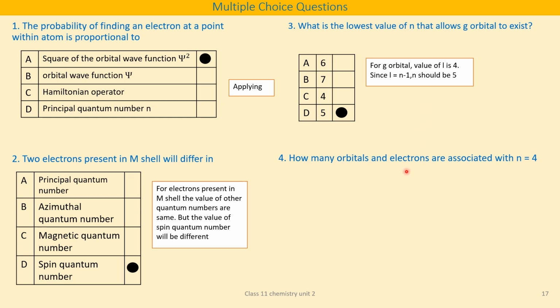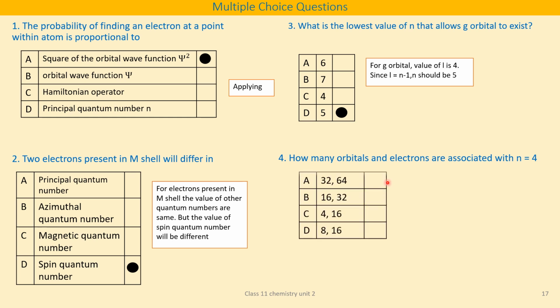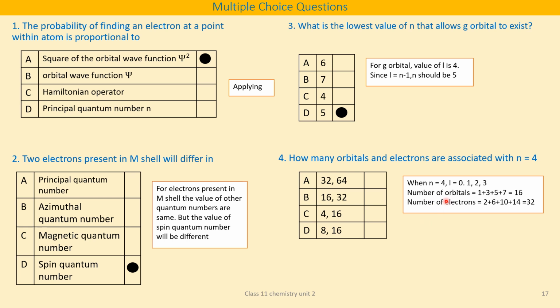Next question. How many orbitals and electrons are associated with n is equal to 4? You have to remember and answer. Four options are given and you have to recall that when n is equal to 4, l is equal to 0, 1, 2, 3. Number of orbitals will be 1, 3, 5 and 7, that is equal to 16, and number of electrons will be 2, 6, 10 and 14, that's equal to 32.